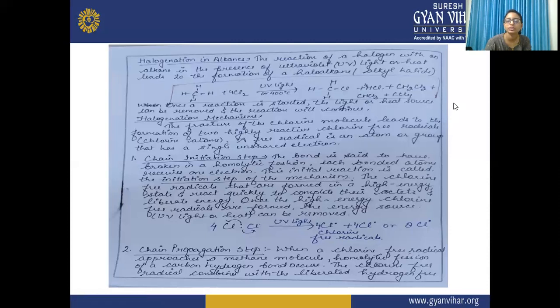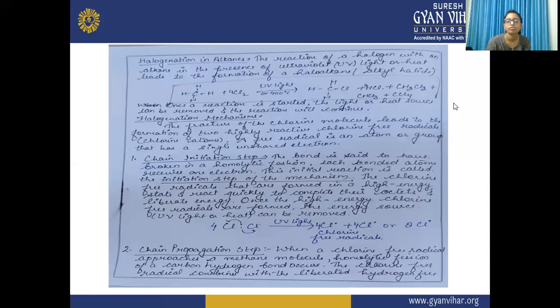And once the reaction is started, the light or heat source can be removed and the reaction will continue. So in this process, we need the light or heat source only for starting the reaction. When the reaction gets started, this light or heat is removed and the reaction will continue as it is. So this is the halogenation mechanism.